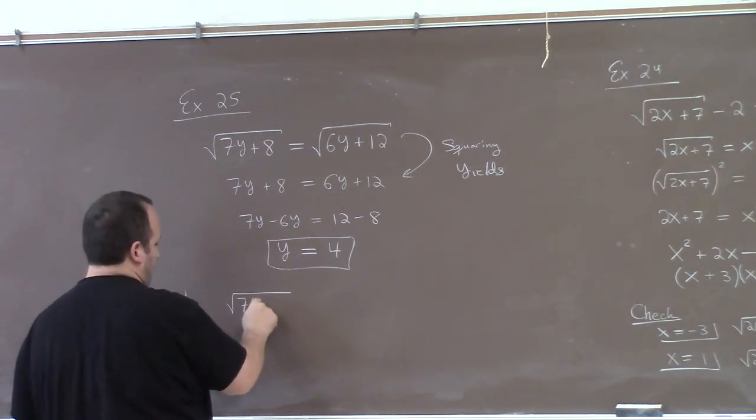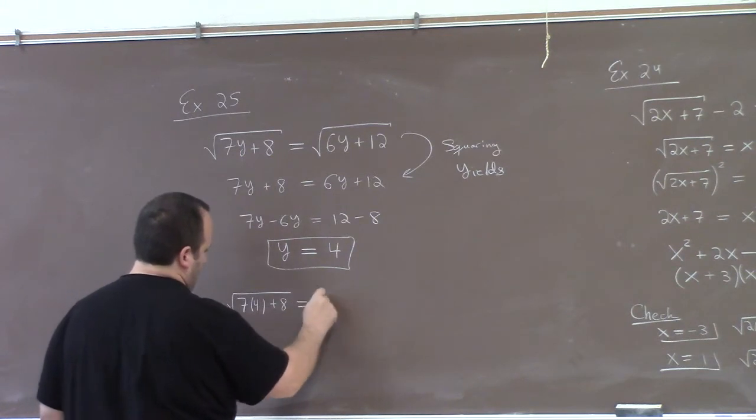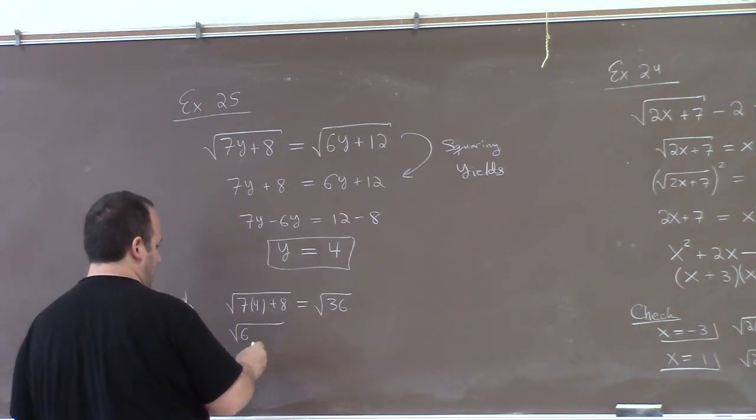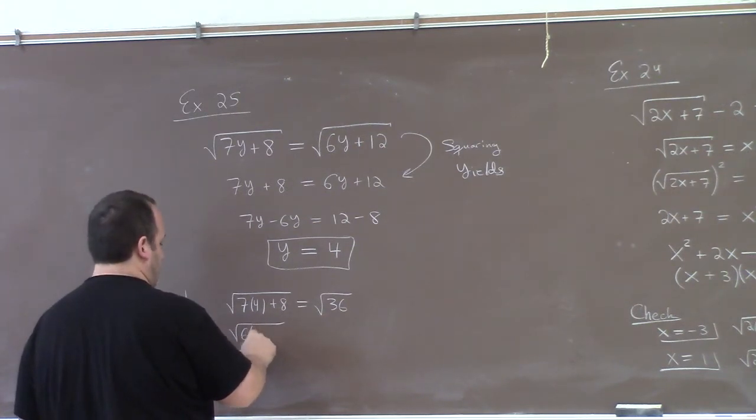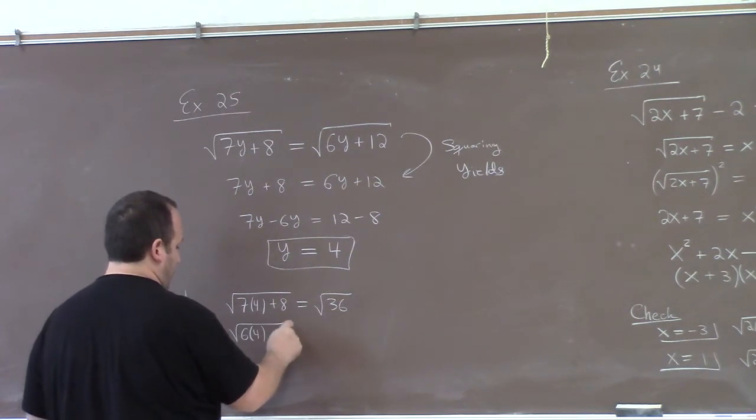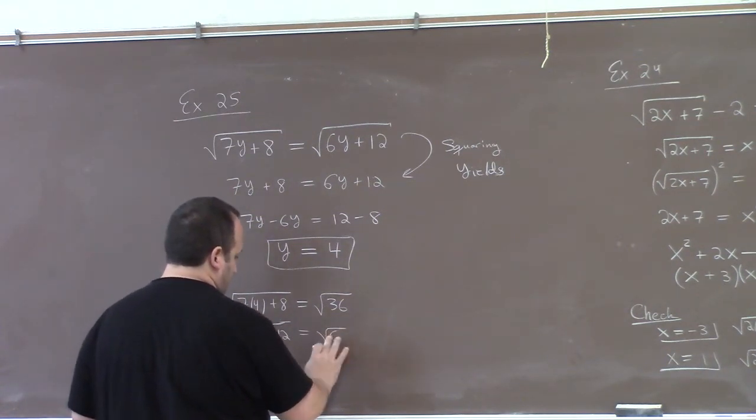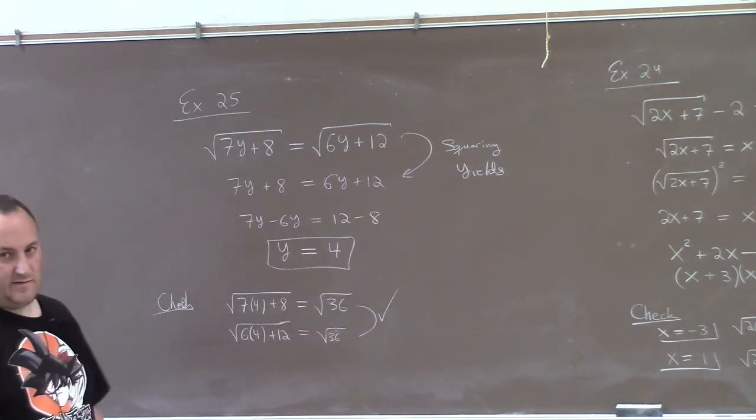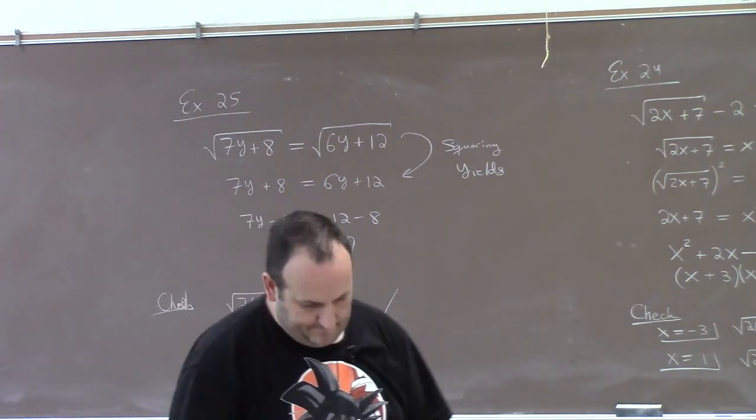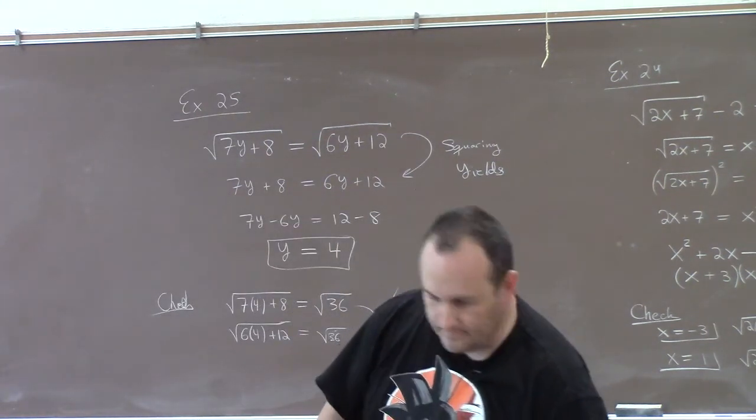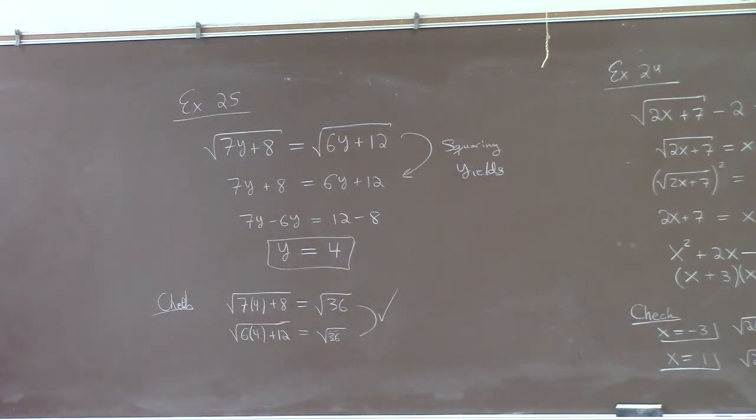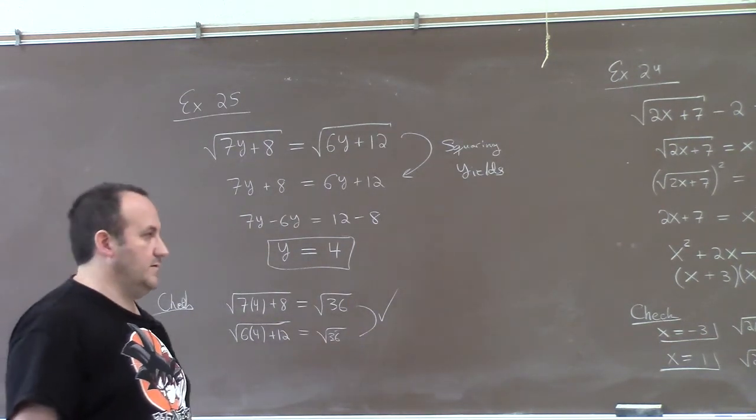7 times 4 plus 8 is the square root of 36. And the square root of 6 times 4 plus 12 is 24 plus 12, which is also the square root of 36. So they both work out to 6. 6 equals 6. Any questions? All right.